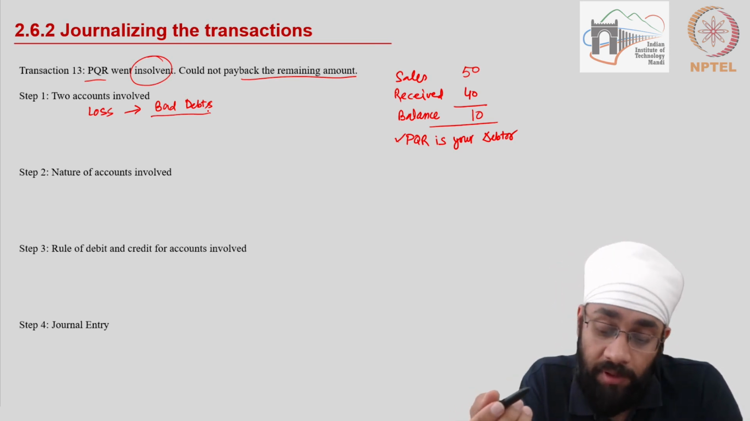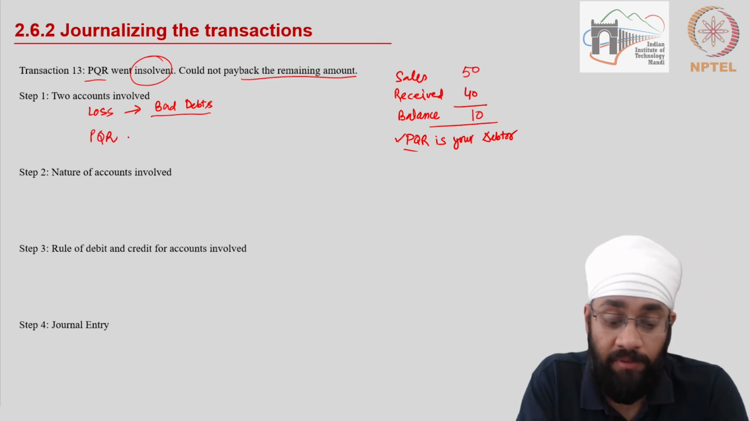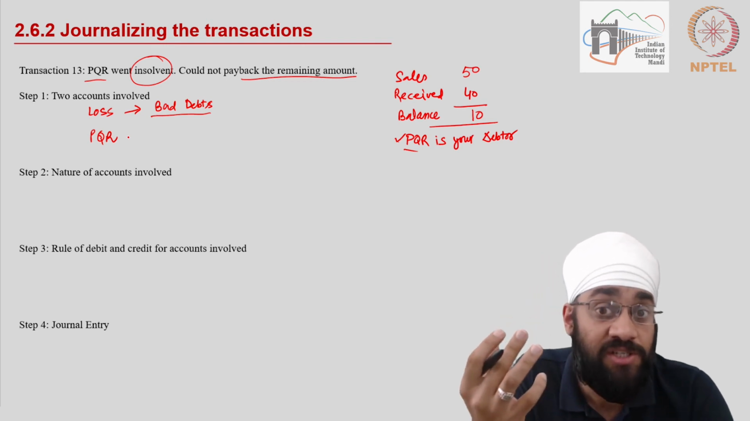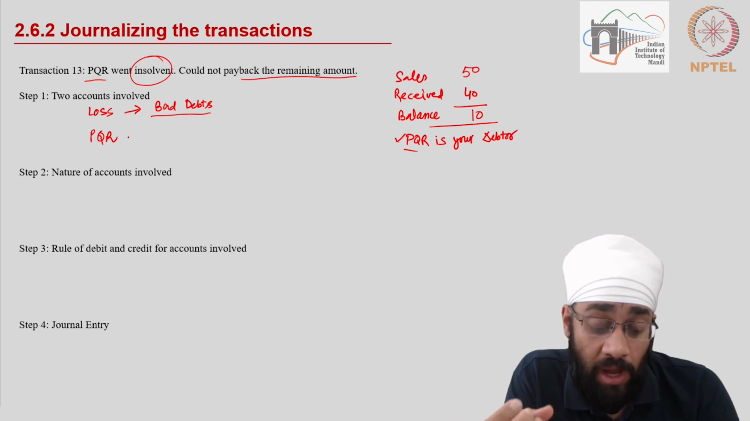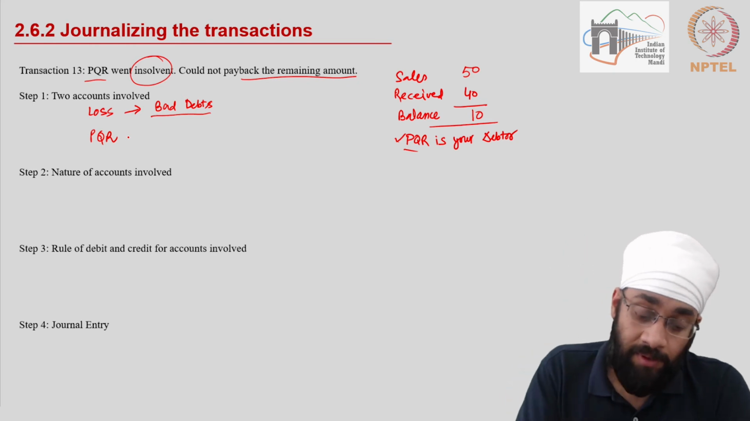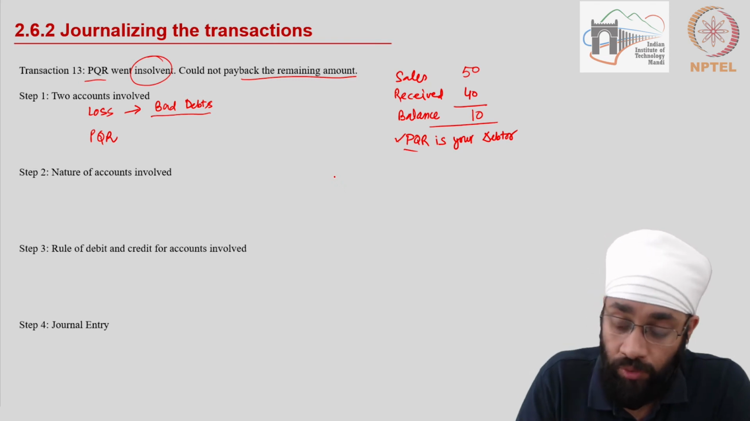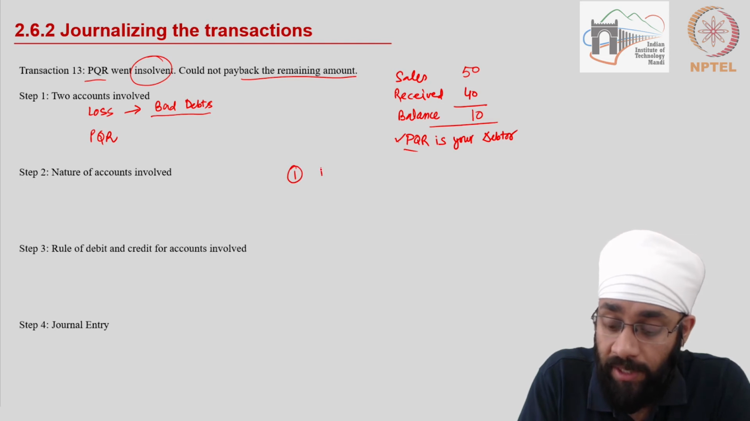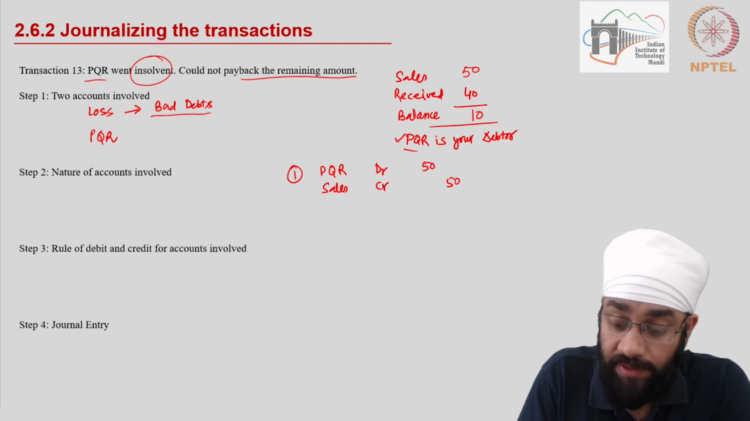The other account involved, of course, is PQR. So PQR is the other account involved because he can't pay you, so you have to adjust his account. So this is a typical, exceptional transaction where you have to use more logic than the scientific method that we've learned here. In the previous transactions, what happened was you first sold goods to PQR. When you sold the goods to PQR in the first step, the journal entry was PQR debit and sales credit, 50. This was the first journal entry.